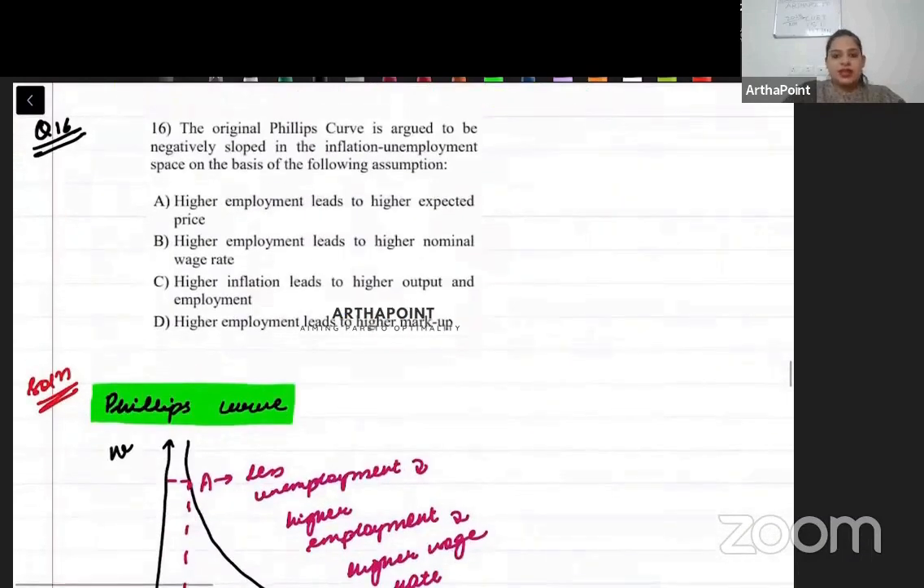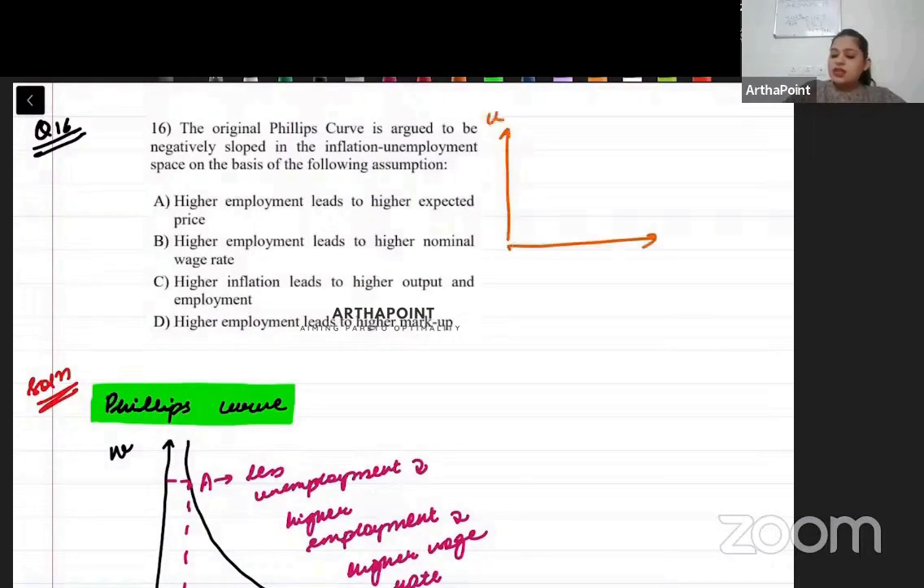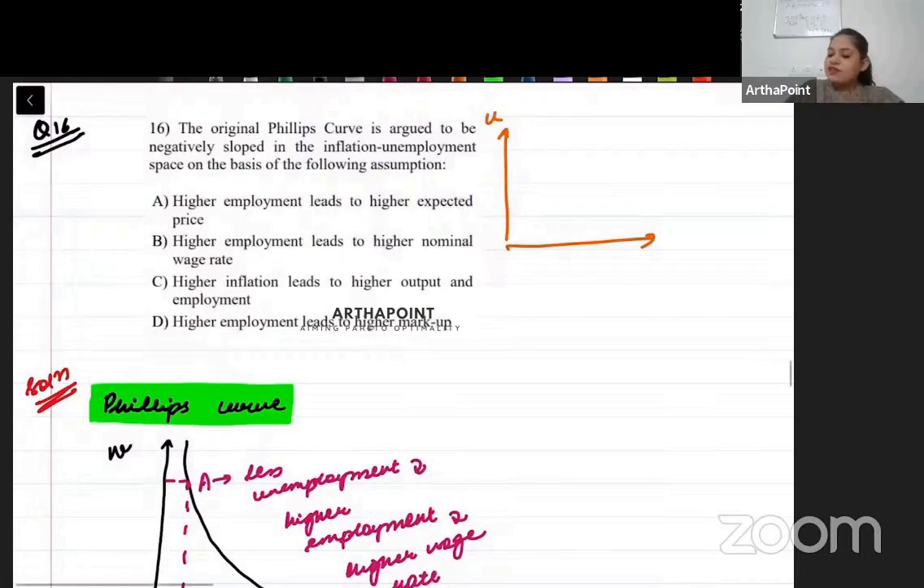Okay, come to the next question. Again, this is a very good question. Why? Because usually whenever we study the Phillips curve, we study the better version of the Phillips curve, where we have a relationship between unemployment and inflation. And actually, inflation is here. And this relation is negative, we know.